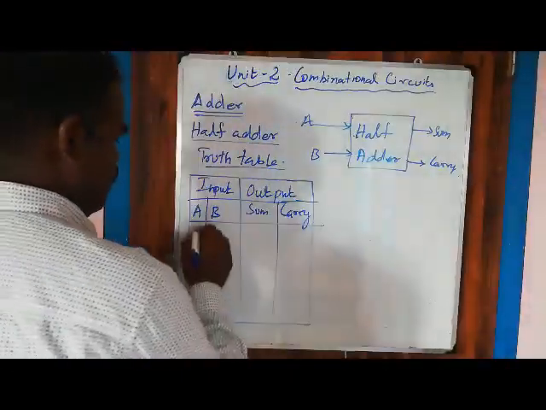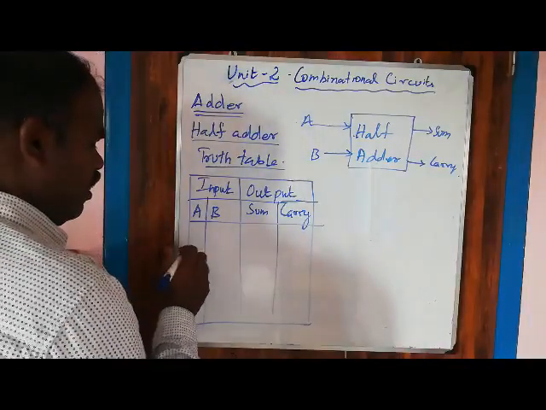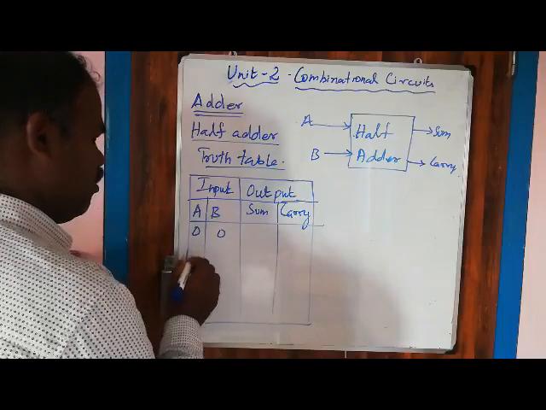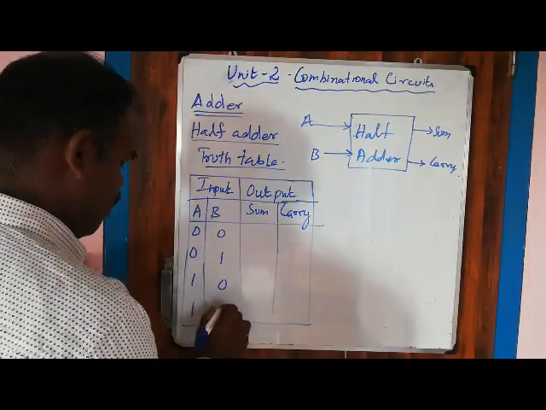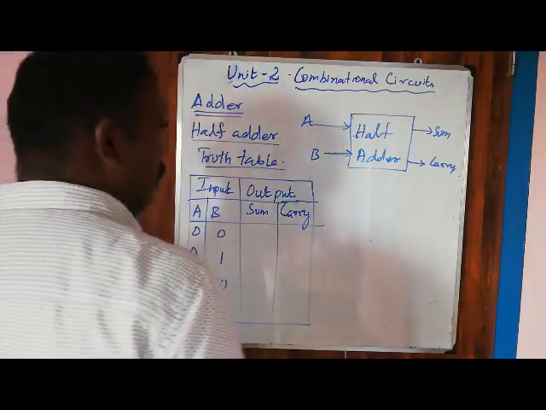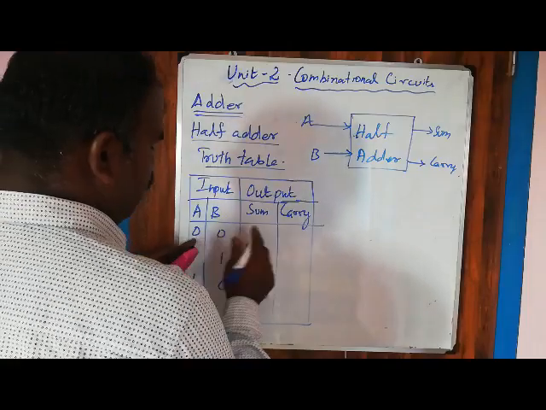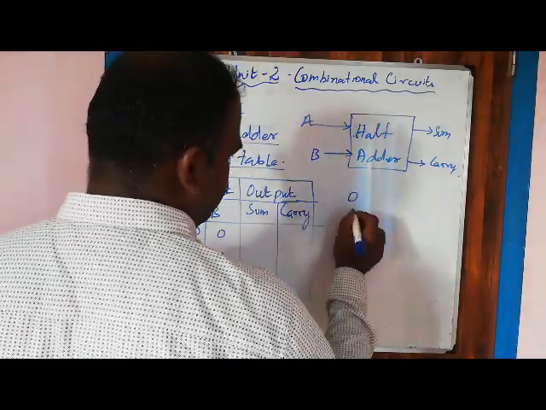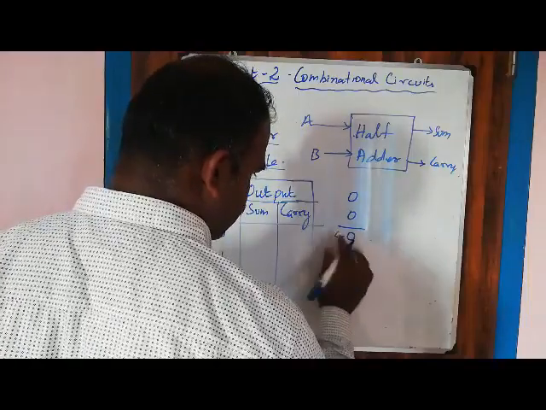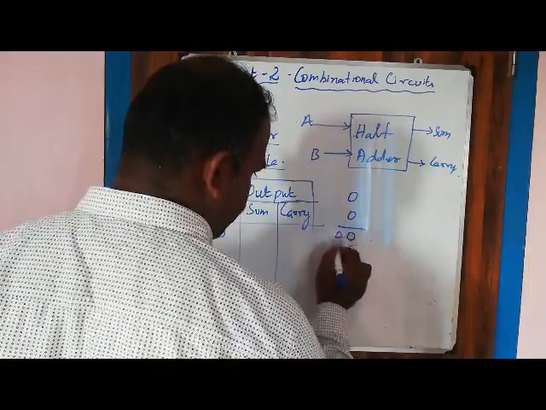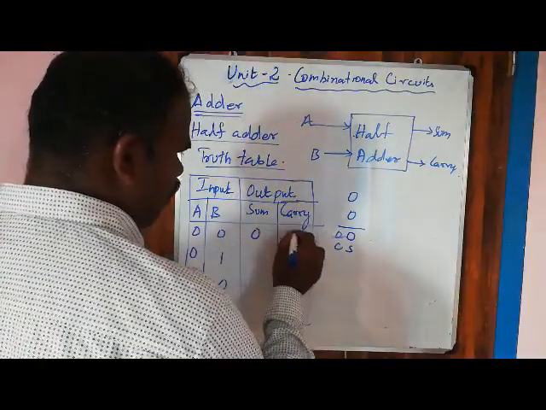So the two input variables give what combinations of binary? That is 0 0 one combination, 0 1 another combination, 1 0 another combination, 1 1 another combination. Next, if we add 0 0, what is the sum? Sum is 0 and carry is also 0. Both are 0.